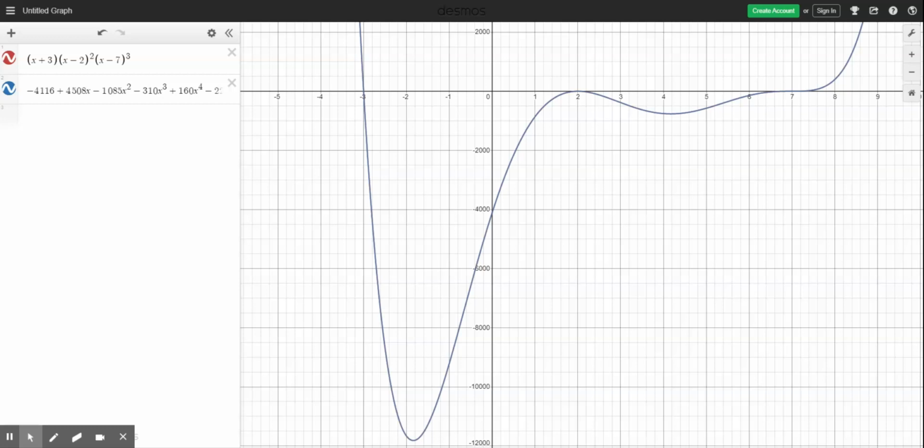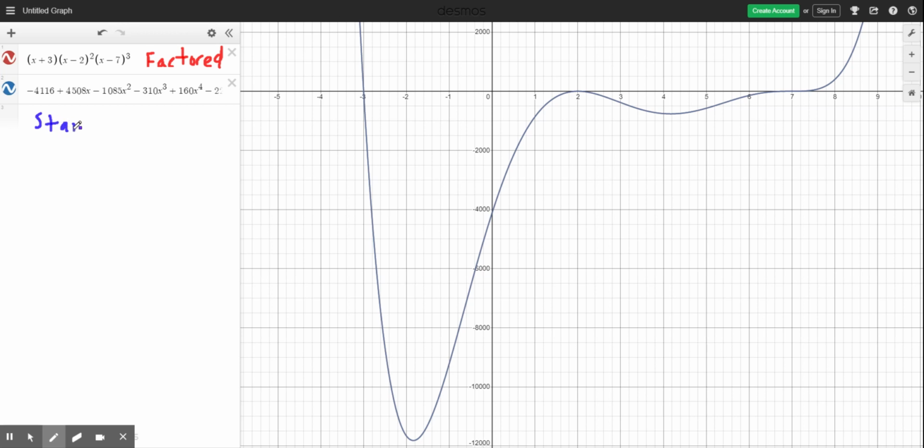Alright guys, want to do a quick video here about polynomials, and what I've got is an example we can see here on Desmos. A couple of things to point out about this particular example. Over here on the left hand side of the Desmos screen we can see the factored form here in red and the standard form here in blue.